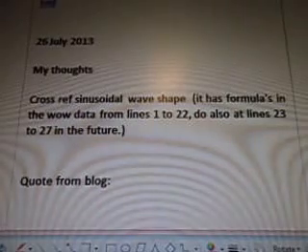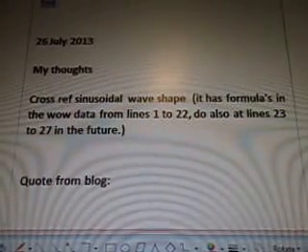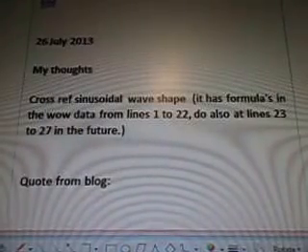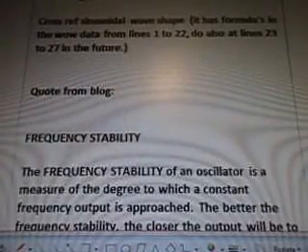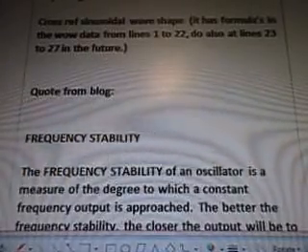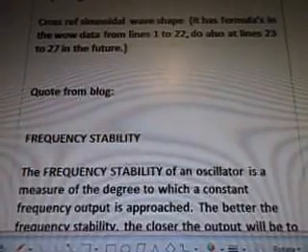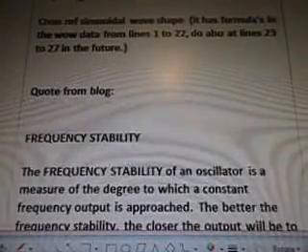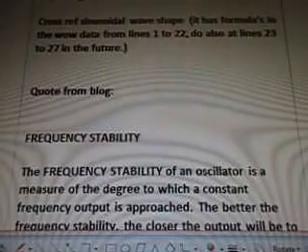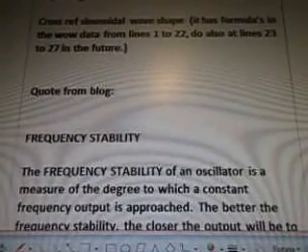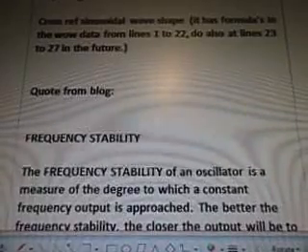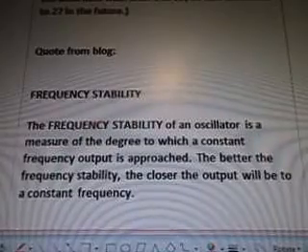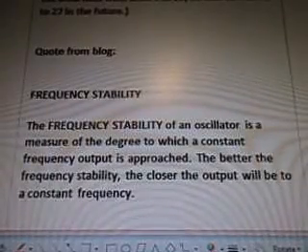The cross-reference, sinusoidal wave shape, it has formulas in the Wow data from lines 1 to 22, and also at lines 23 to 27 in the future. So I'll wait till I get to number 27 before I do the cross-reference, unless it comes up earlier. And I'm going to put that as a note here. Reference: sinusoidal wave. And we'll see. What I do with the cross-referencing now is I actually look it up in my files, and then I try to post it together. When I blog the video, I try to put some of the cross-reference stuff with it too. Recently, anyways, I just started doing that in June of 2013.